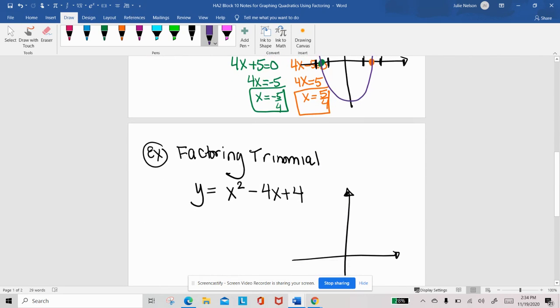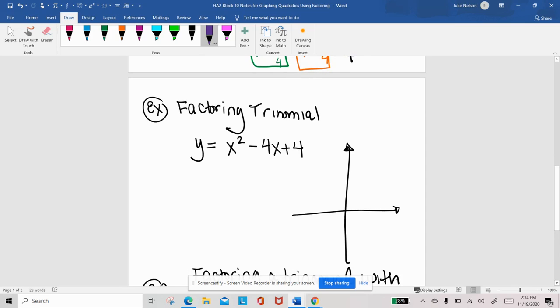So let's take a look at the next one. y equals x squared minus 4x plus 4. So I notice it's y equals a positive, and because it's y equals a positive, again, it's all smiles. It's like it's a beautiful day outside. Let's take a minute and enjoy it.